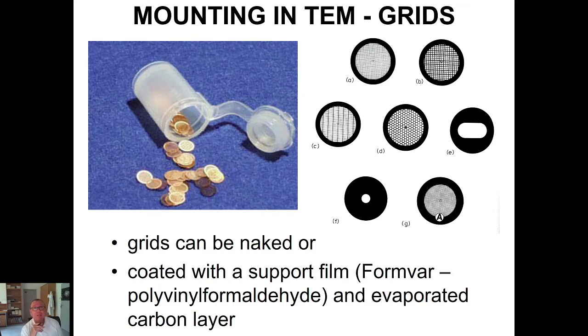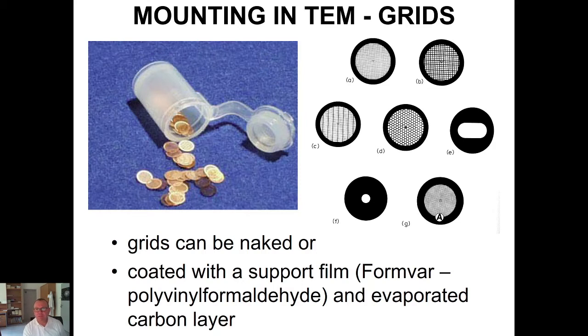Ultra-thin sections are mounted instead of on glass onto metal grids. Glass is a material which is impossible in electron microscopy because the electron beam doesn't go through glass. It would completely reflect. So metal grids are used. Metal grids are small circular pieces of metal, usually copper, sometimes gold, nickel.